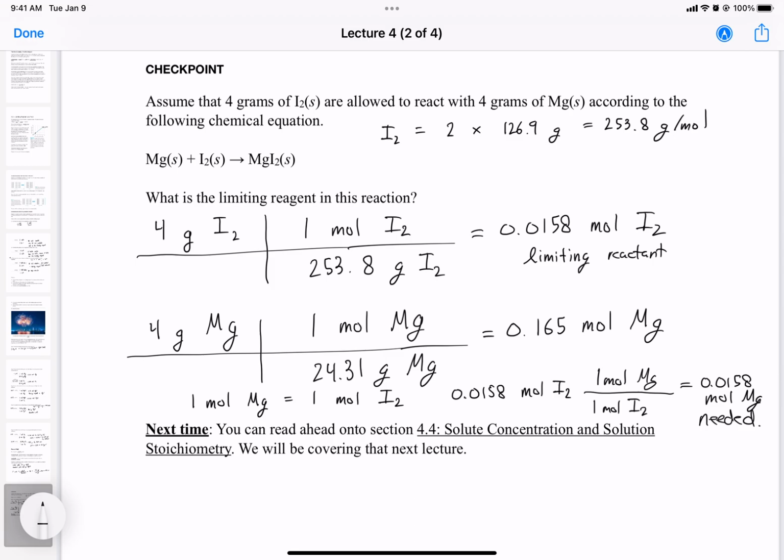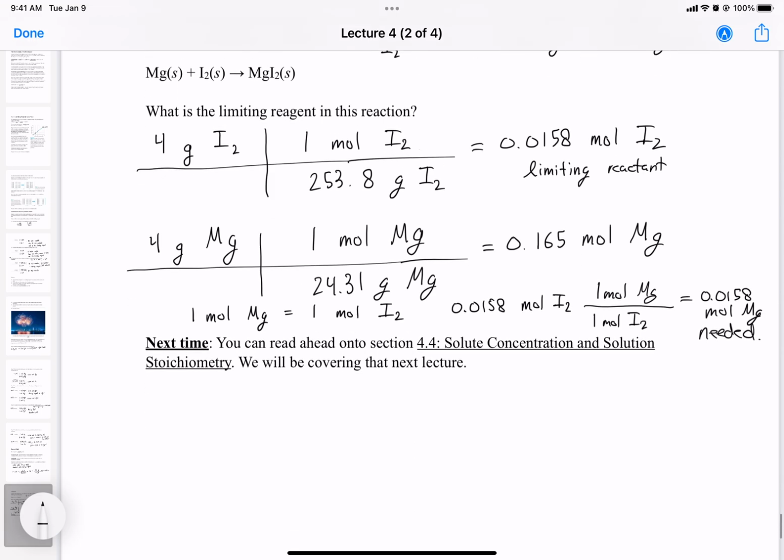All right, so that's the end of this lecture. Next time we'll be going over solute concentration and solution stoichiometry. We'll now take our talk of stoichiometry into solution. Well, the most common way we do chemistry is in solution, so we'll talk about that next.